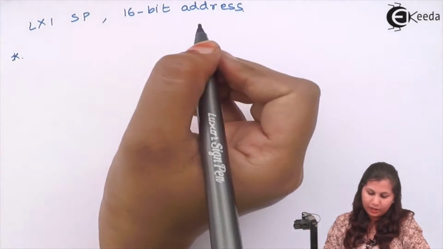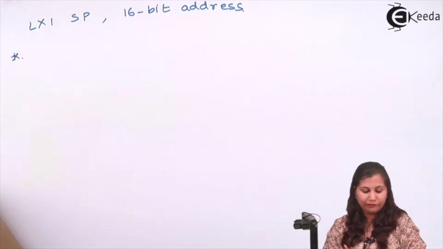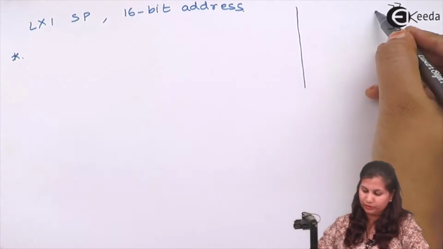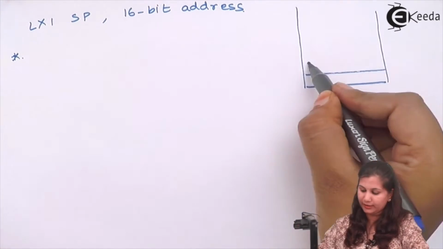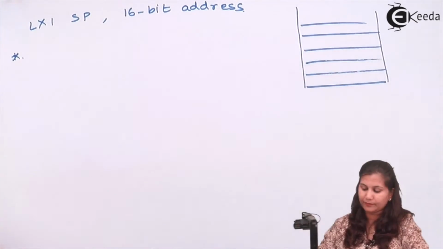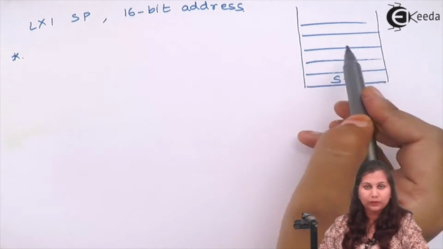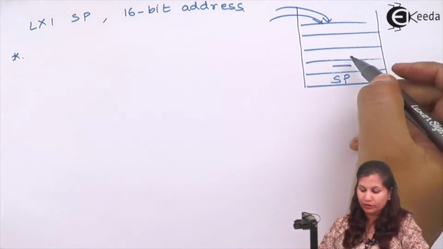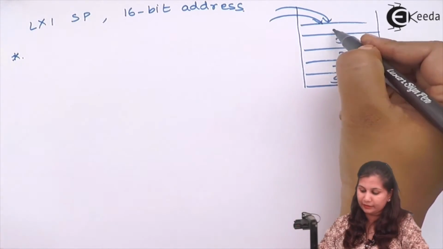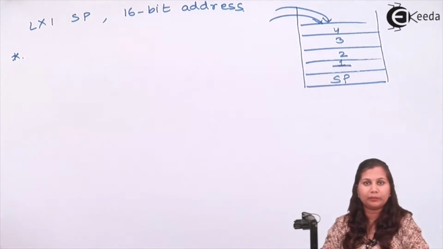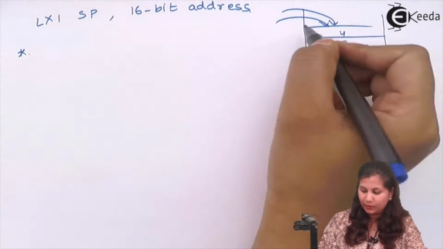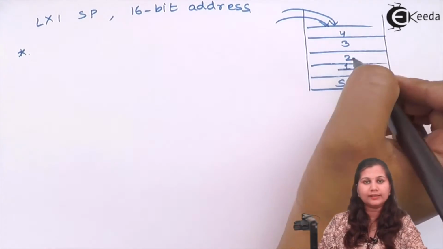Now, when information gets stored in the stack, I have drawn a diagram of the memory locations. Suppose we have initialized the stack pointer here and stored all the information in it. First it will come to this location, then the second, then the third, fourth. In this way all the data will be stored in the memory locations. So this is how storage in the stack is done.